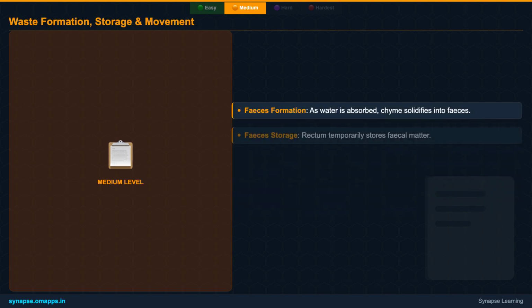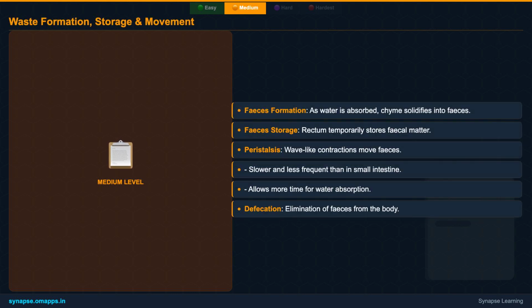As water is absorbed, the liquid chyme gradually thickens into solid waste. The large intestine then acts as a temporary storage facility for this waste. When enough fecal matter accumulates, it triggers a reflex that signals your body it's time to go to the washroom. The large intestine also moves this waste along using wave-like muscle contractions called peristalsis. However, these movements are generally slower and less frequent than in the small intestine, providing ample time for maximum water absorption and solidification of the waste.